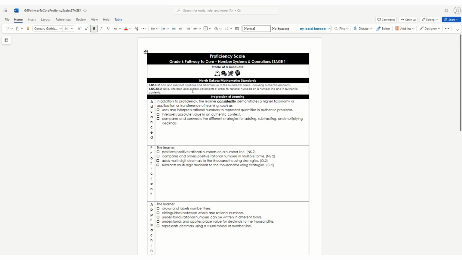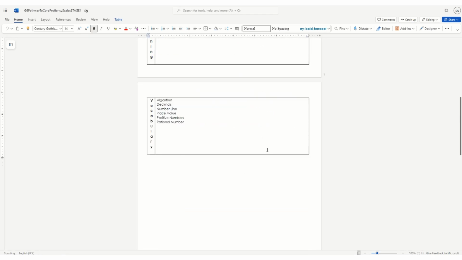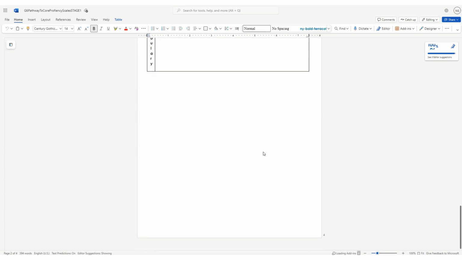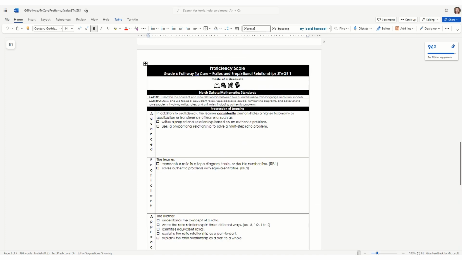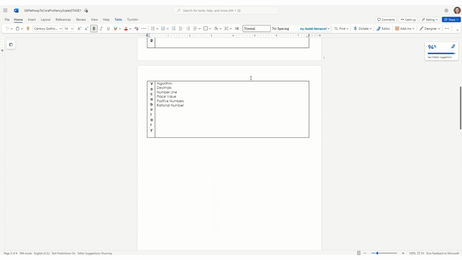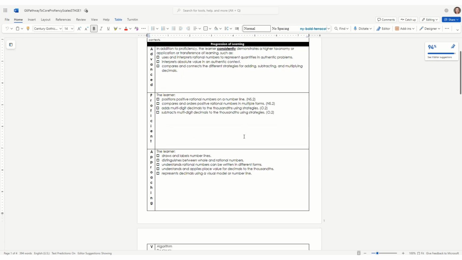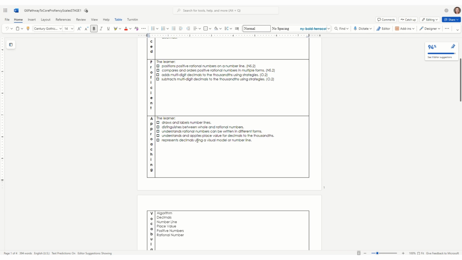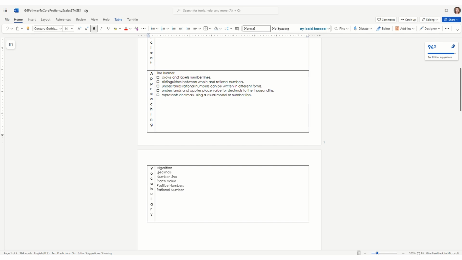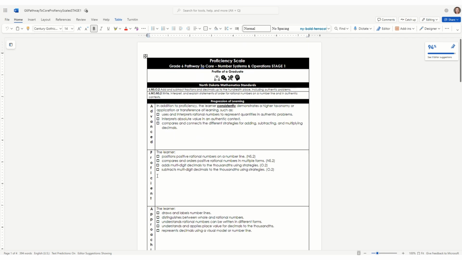This is the proficiency scale for stage 1. There are 2 major areas that need to be addressed: ratios and proportional relationships, and number system and operations. The way you use a proficiency scale is you need to teach the approaching skills. These skills are essential for you to be proficient, and then work your way up to the proficient content. There's also vocabulary learners need to learn, as well as the core standards learners need to have.